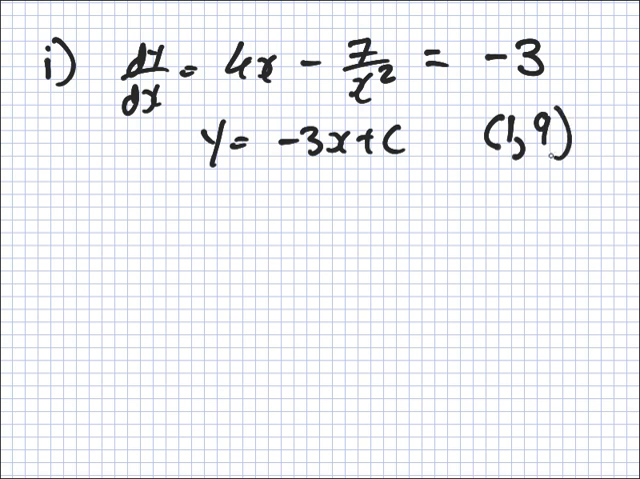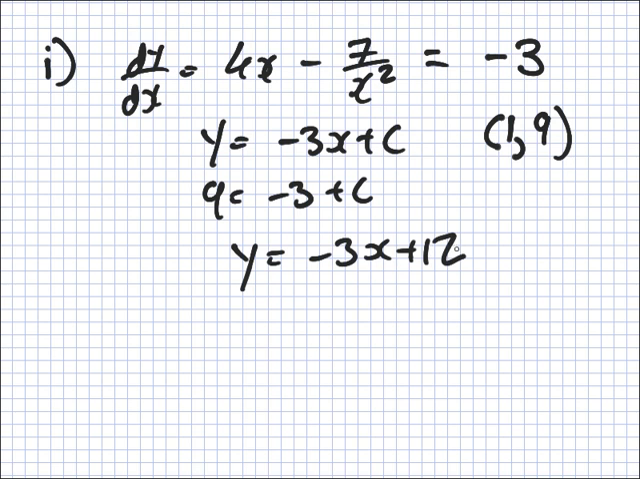How did I get the 9? I substitute in the 1 for x to get the y. The y is 9. Yes? Where do you get minus 3? It's 4 minus 7. Oh, okay. Continue. So 9 equals minus 3 plus c. So what's c? 12. So y equals minus 3x plus 12.